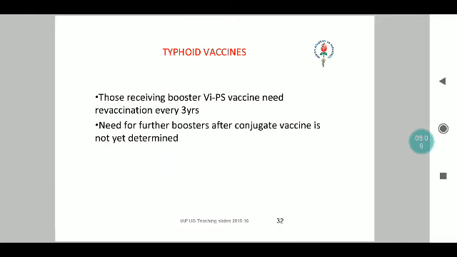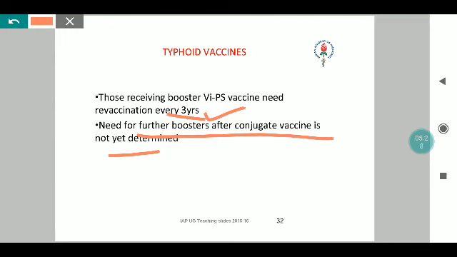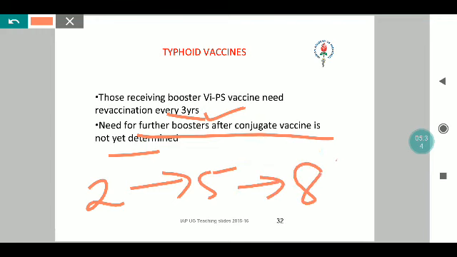It's important to note that those who receive the Vi polysaccharide vaccine should get their booster every 3 years. And if conjugate vaccine is given, studies have not yet been conclusive as to whether further boosters are required. But a polysaccharide Vi vaccine does require a booster every 3 years. So after the second year of age, the 5th year of age, the 8th year of age, subsequently it is required.